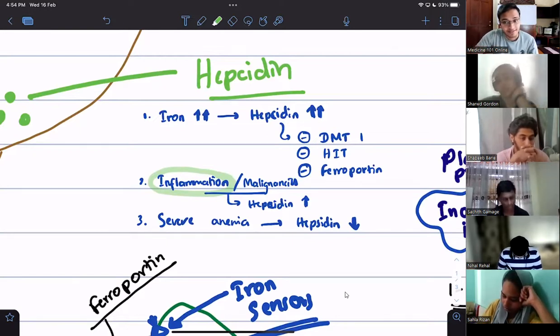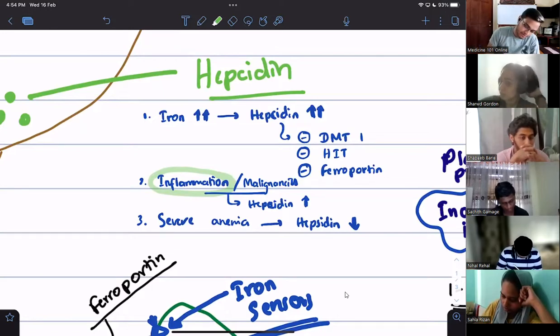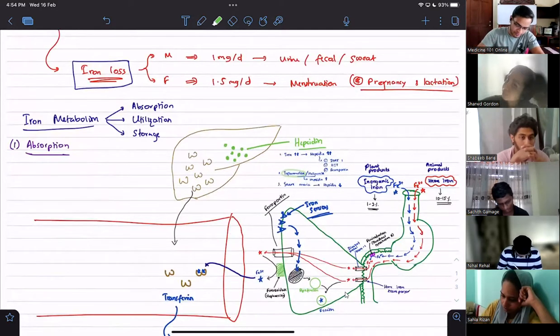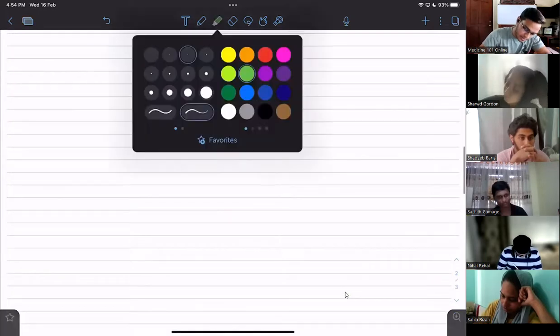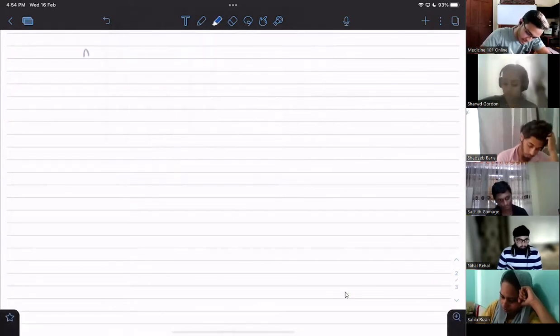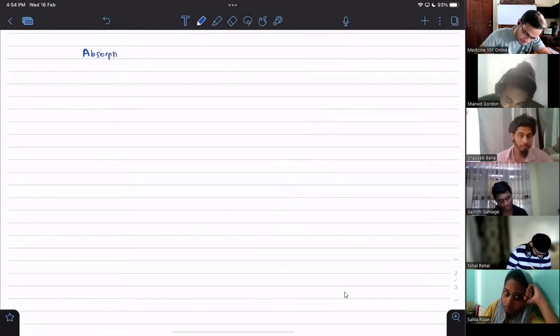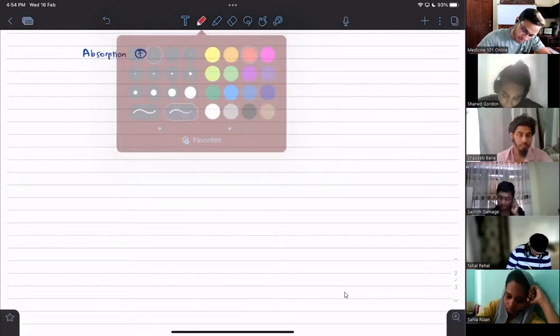So in that case, if oral iron supplementation is not working, what can we go for? IV iron. I will teach you. Right, let's move on. So that's about it for the absorption phase. Just put a table, guys: factors stimulating absorption and factors inhibiting absorption.